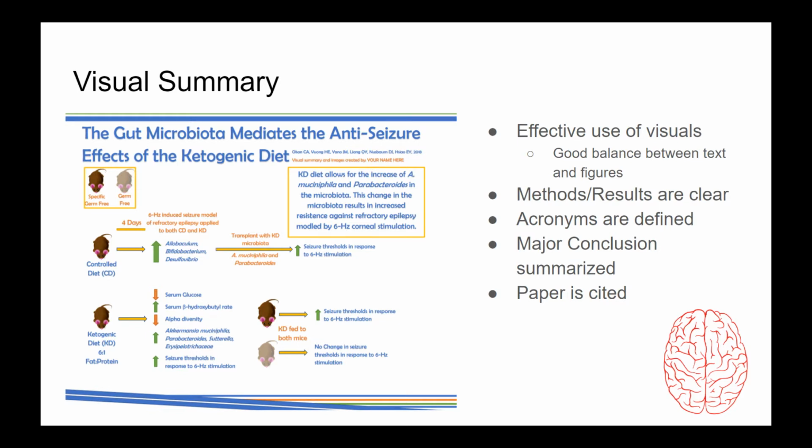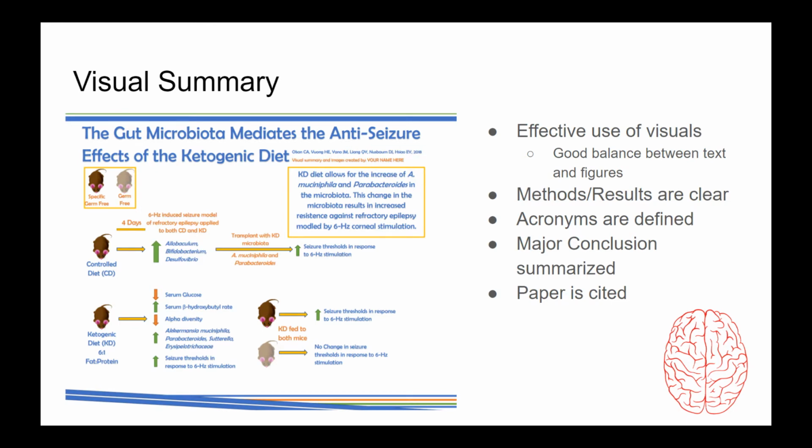All right, so this is the example that was posted on Quercus for you guys. I don't know if you guys had a chance to look at it yet. So this is one of the decent ones that was handed in to us in the past couple of years. So a couple of things to point out why this was a good visual summary, and the elements that you guys want to maybe take into account when you are creating your own. So there is an effective use of visuals over here.